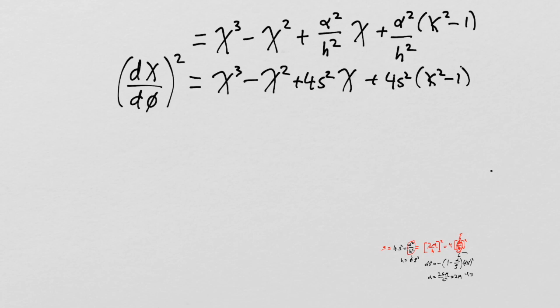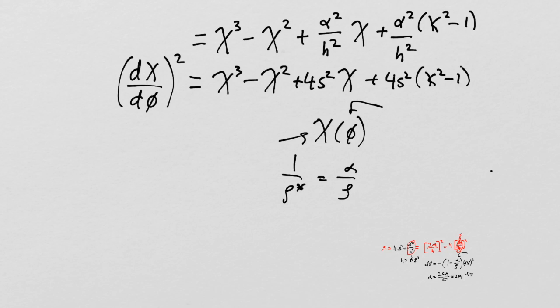But look, what do we got? We've got the square of a derivative is this cubic equation in the dependent variable. And the solution to this, as I'll always remind you, will be some function of the inverse dimensionless Schwarzschild radius, that is 1 over rho star, which is alpha over rho, essentially, right? As a function of the true anomaly. That is what our solution will look like.